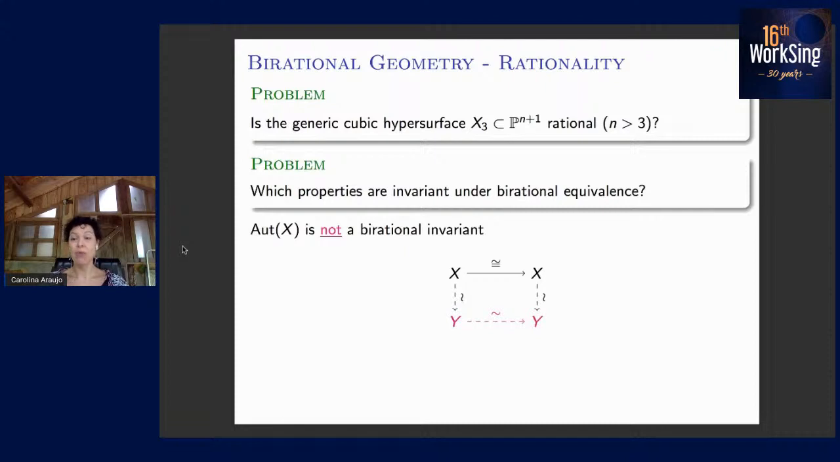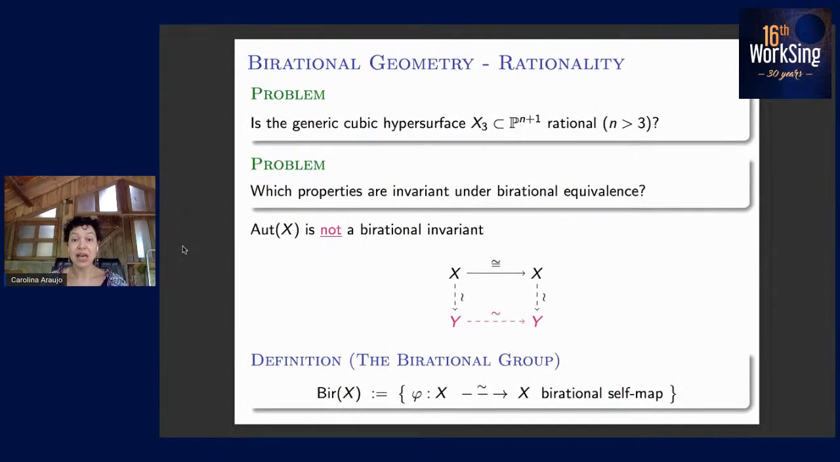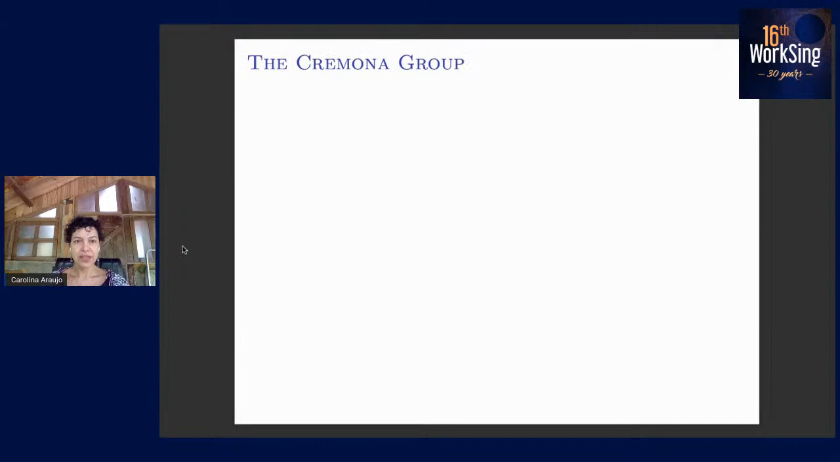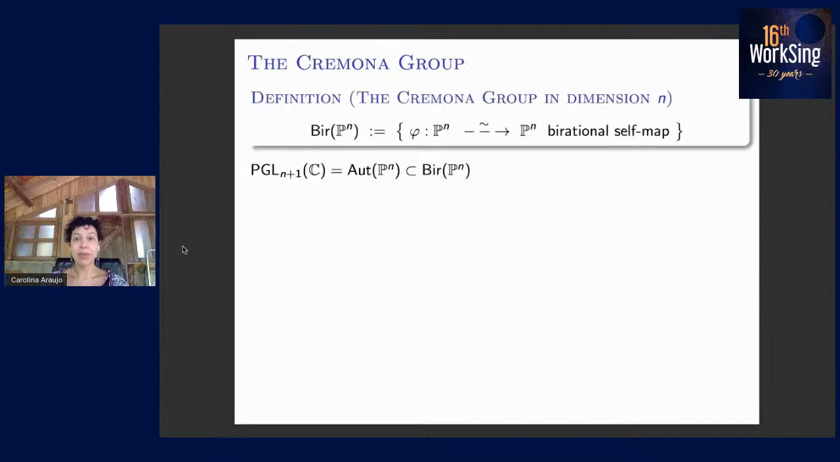And so now we are led to consider this more flexible notion of symmetry, which is more suitable for birational problems, which is the birational group of a variety. If we start with a variety X, we can consider the birational self-maps of X, and they form a group under composition. The Cremona group is exactly the birational group of P^n, the Cremona group in dimension n. And I will discuss now briefly this group.